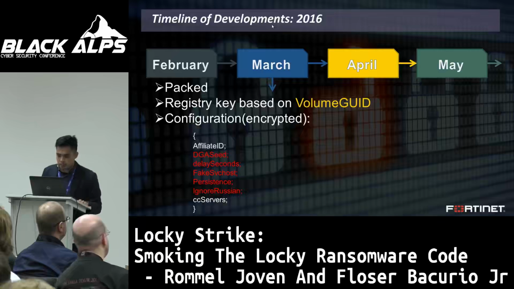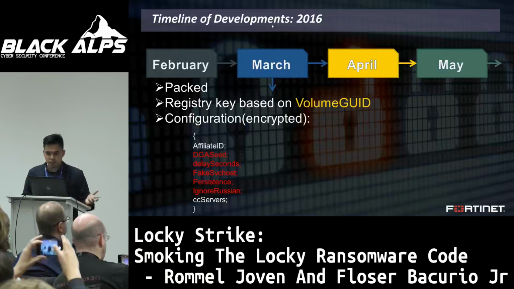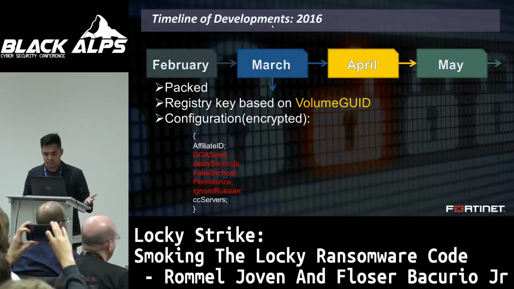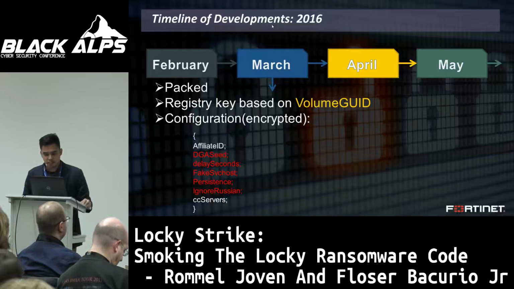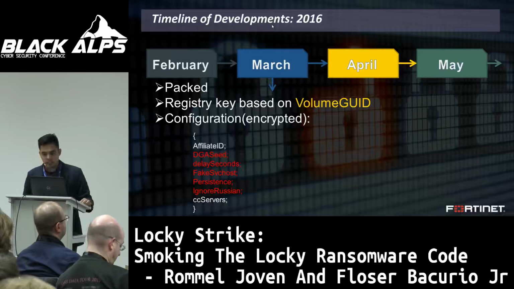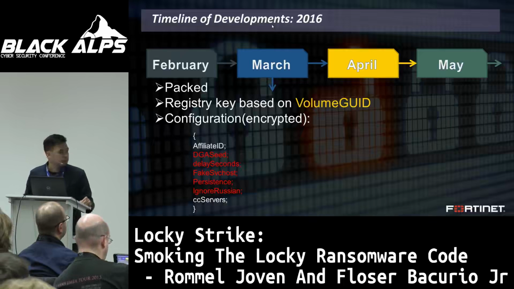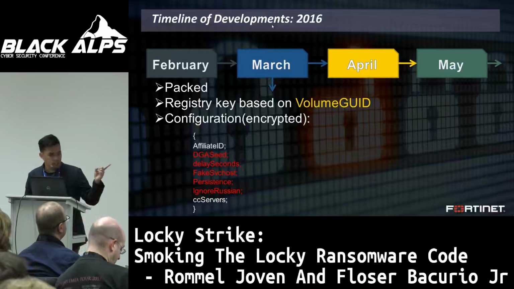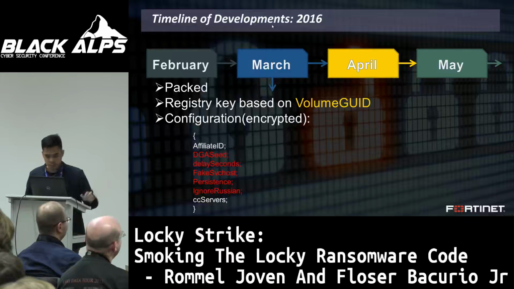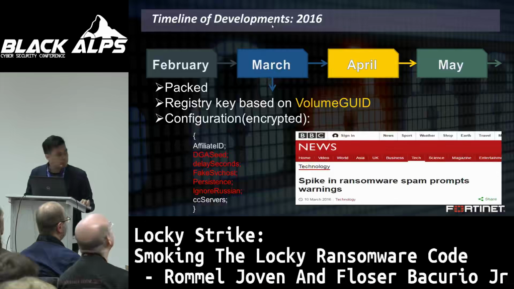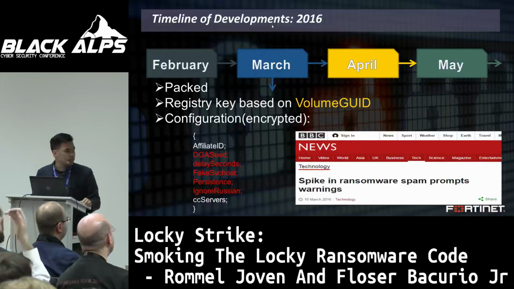The next month, the sample is already packed. After a month of its release, it packed and encrypted itself, and its configuration is also encrypted. Its registry key, which was formerly Locky, is now based on the computer's volume GUID. The DGA is now updated and based on the DGA seed found in its config. If you can see the font in red, those are the added configuration flags. So in just a month, this ransomware already shows its big impact in the wild.